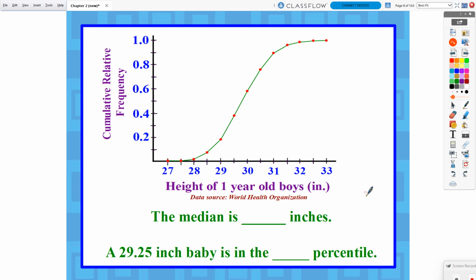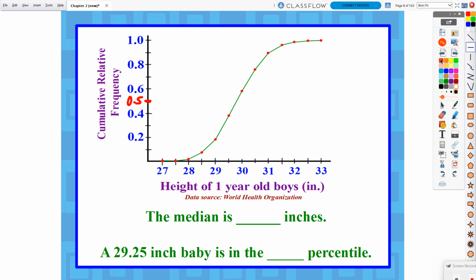So the median is how tall for a 1-year-old boy? Well, remember, we mentioned before, the median is the 50th percentile. And the 50th percentile is going to be right here between 0.4 and 0.6. So how I use the graph is I would need, ideally, some sort of straight edge, maybe a ruler, and I'm going to start at the 50th percentile, go all the way across until I hit the ogive, and then I'm going to drop straight down from there.